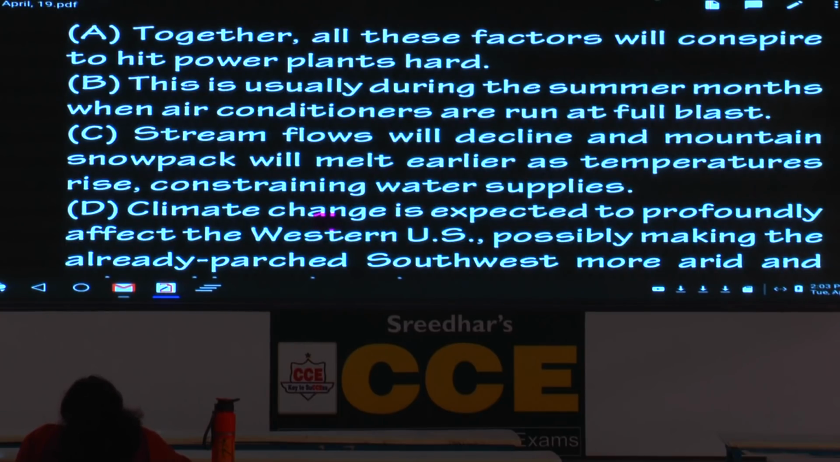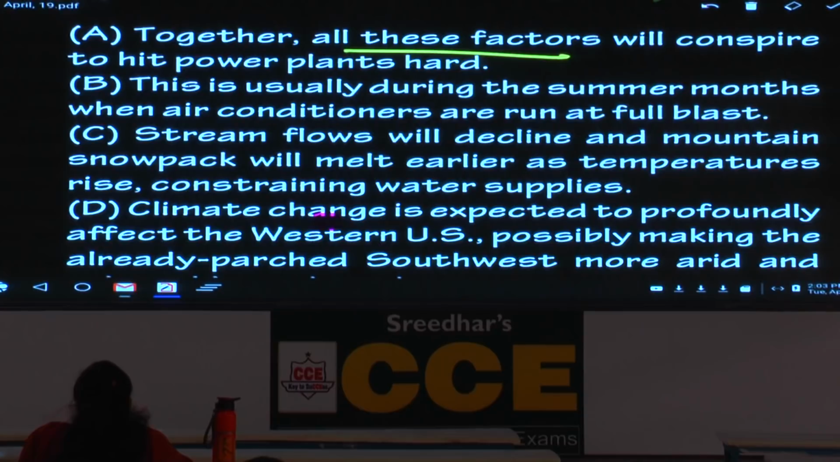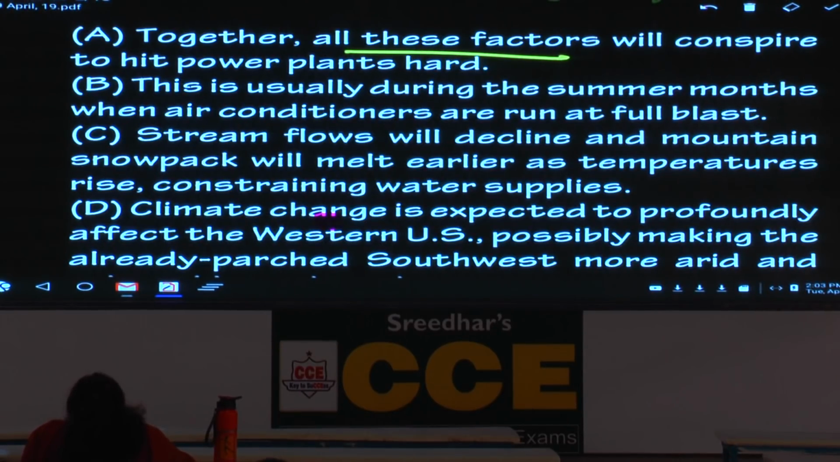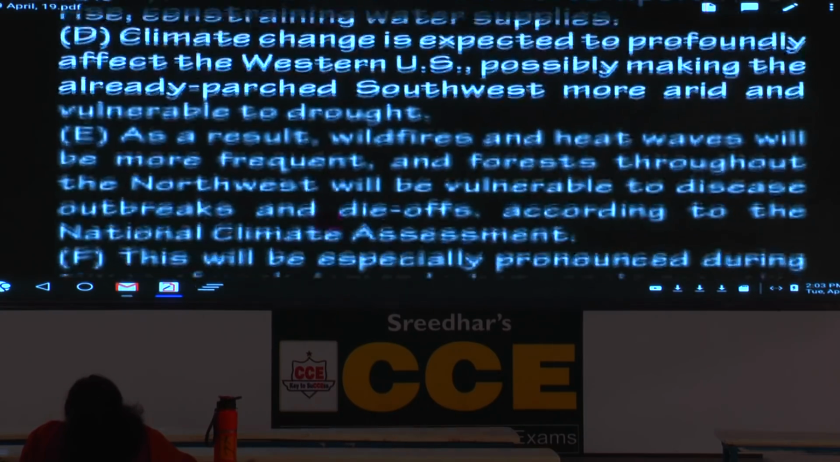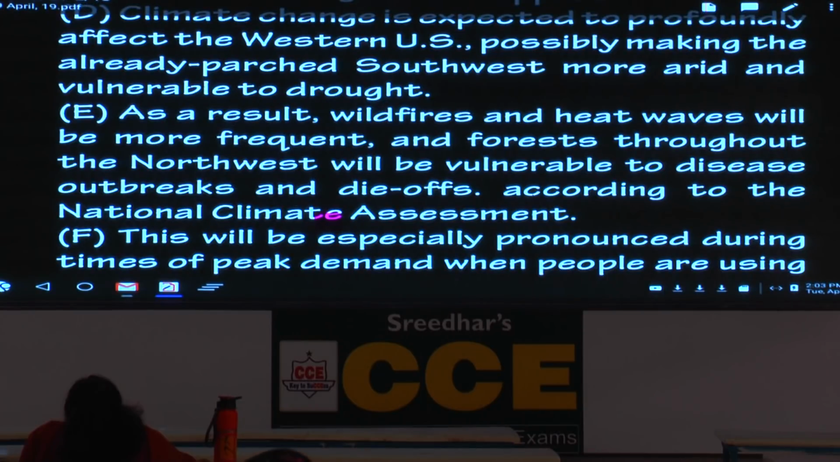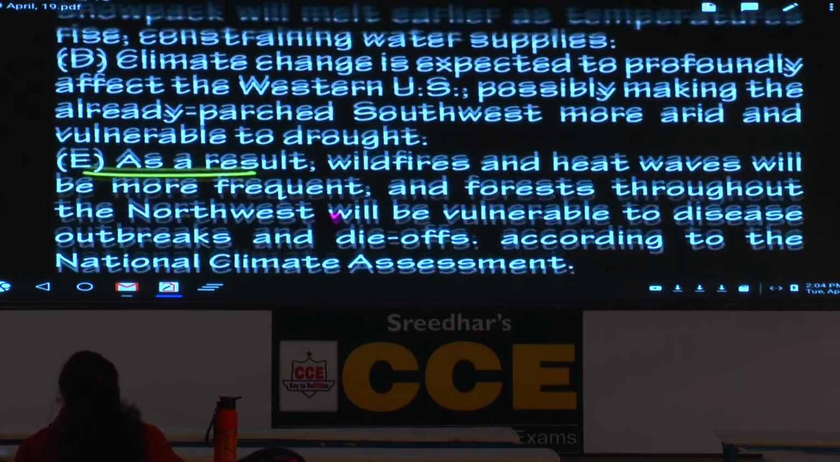A, please underline, these factors cannot be the first sentence. B, this is usually cannot be the first sentence. Hold the third one and hold the fourth one. As a result, can it be the first sentence? Mark, underline, as a result. This will be, no. Now you have to decide between C and D.